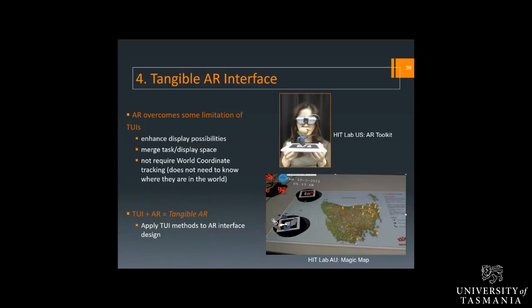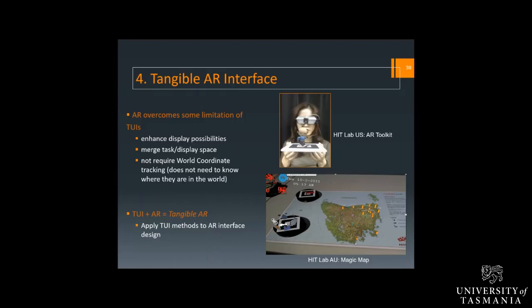This is where you are merging the tangible component from the previous class and the AR interface from the previous two classes. They are mixed together. We call them tangible AR interfaces. So where your AR can display it, you can also touch it. Okay, so that's the enhanced capability.